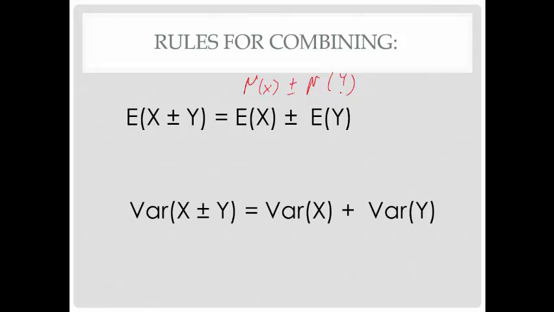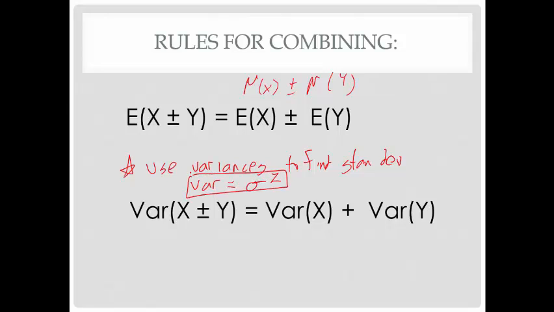And then here, if we're going to get standard deviations, we actually have to convert to variance, right? So we have to use variances to find standard deviation. Remember, standard deviation and variance are related. Variance is just the square, right? Variance equals standard deviation squared. So really, to do this, you'd end up doing the standard deviation of distribution x, we'll square that, plus the standard deviation of y.